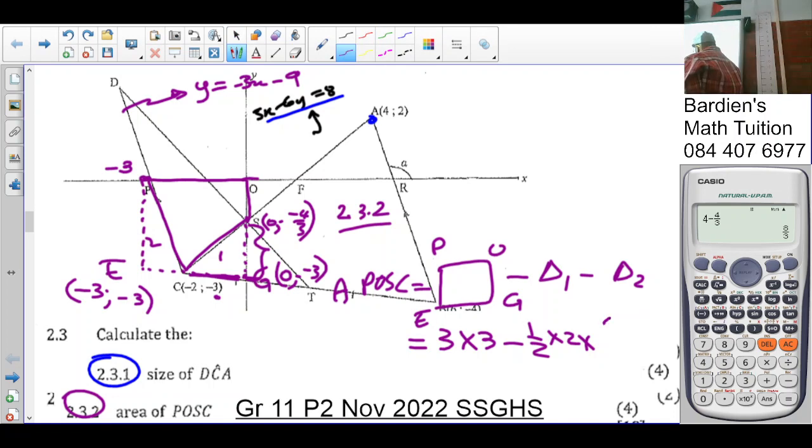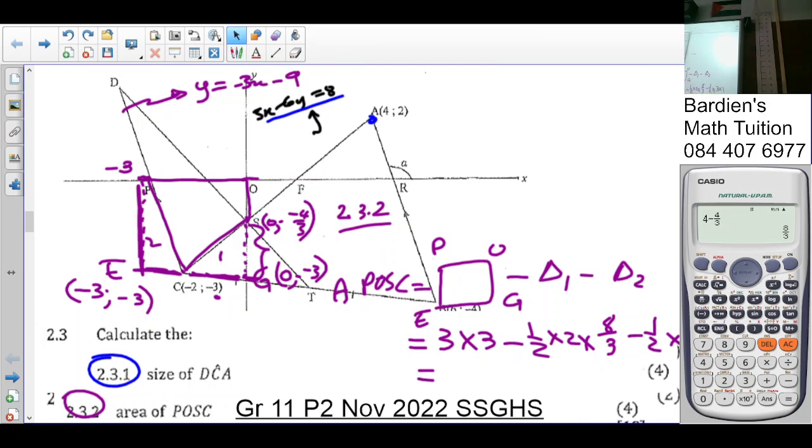Okay, so that is 8 over 3 minus, let's go with triangle 2. So what is that base here? It's going to be a 1, so it's a half times 1 times, and what is the height from there to there? 3. Okay. That is going to simply be 3 times 3 minus a half times 2 times 8 over 3. Well, just press answer. Minus a half times 3 times 1. Gives me 29 over 6.